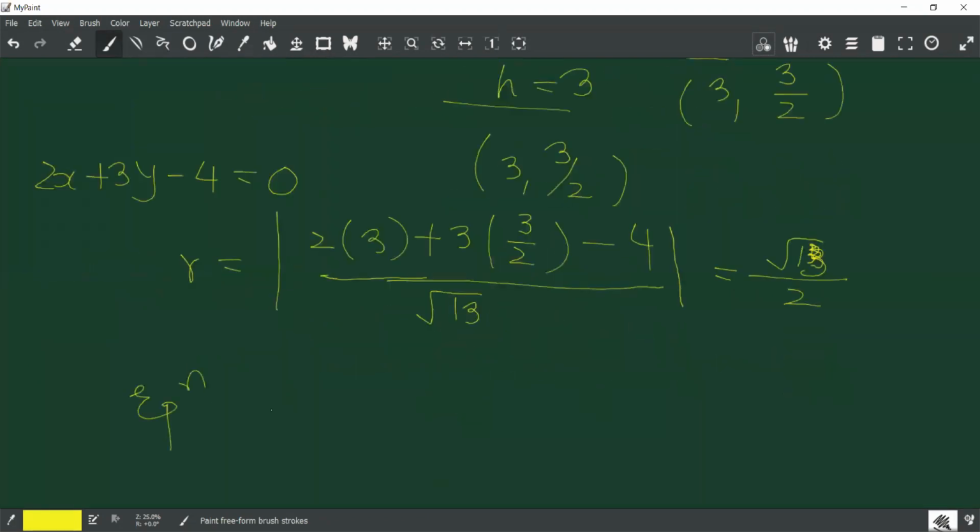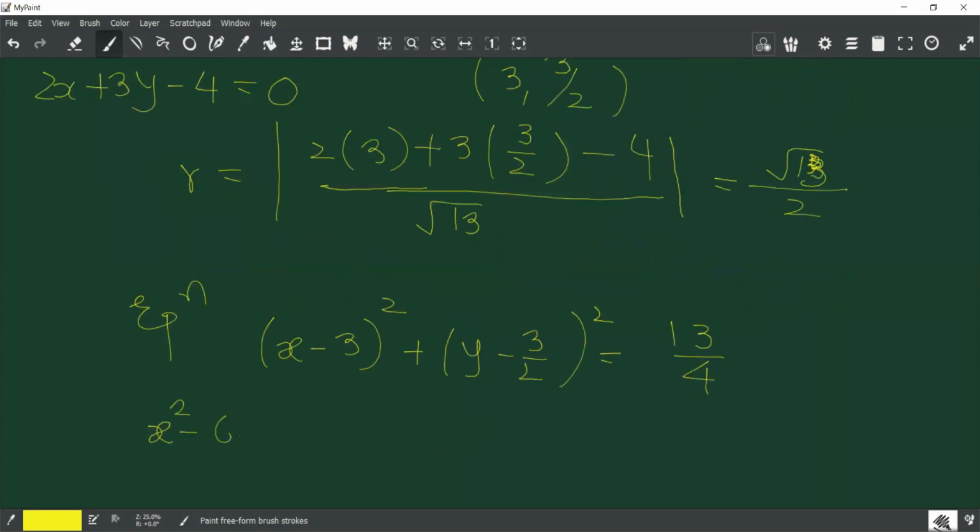So the equation of the circle is x minus 3 the whole square plus y minus 3 by 2 the whole square is equal to the radius square, that is 13 by 4. Simplify: you'll have x square minus 6x plus 9 plus y square minus 3y plus 9 by 4 is 13 by 4. So 13 by 4 minus 9 by 4 is 4 by 4, which is 1, correct?